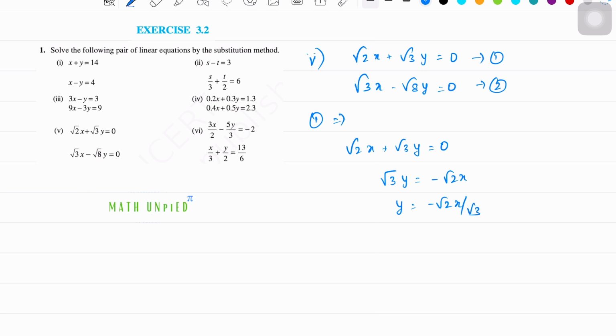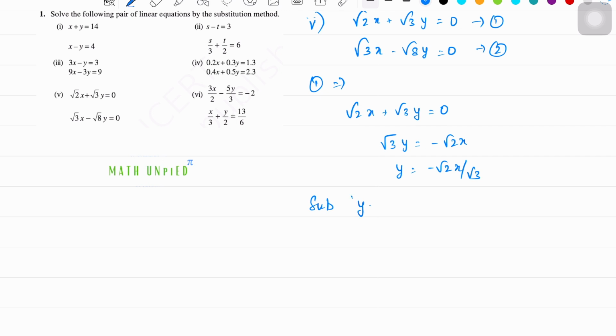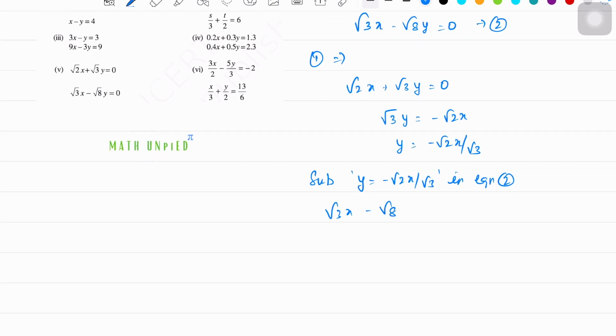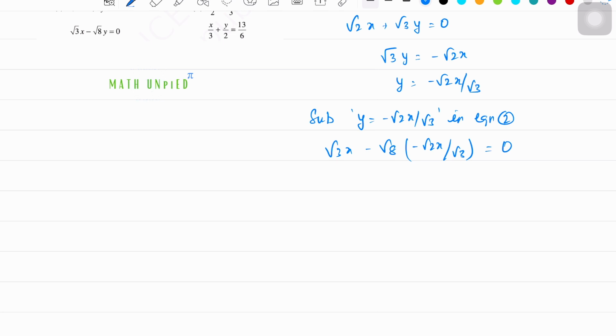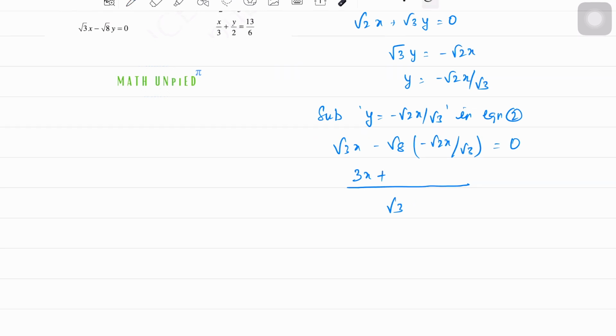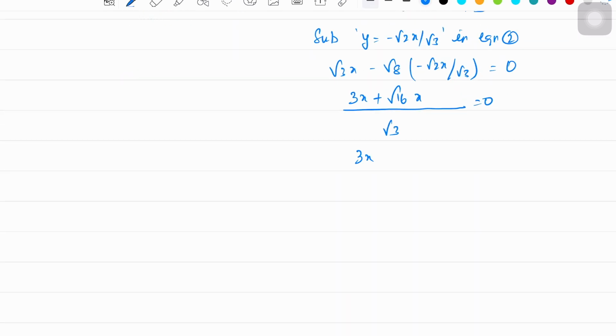Now let's substitute this value, y equals negative root 2x over root 3, in equation 2. We get root 3x minus root 8 times, instead of y we'll write root 2x over root 3, is equal to 0. Now we can take LCM. Root 3 is our LCM. Root 3 into root 3 will be 3x minus, this remains the same, so this will become plus, negative root 8 into negative root 2x is plus root 16x equals 0. If you cross multiply, this will vanish, and therefore this is 3x plus 4x equals 0, and 7x equals 0. Therefore x equals 0 over 7, which is equal to 0.